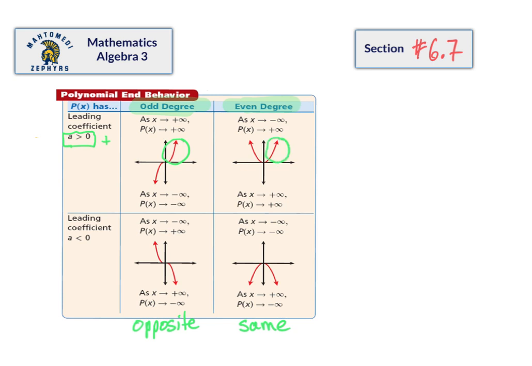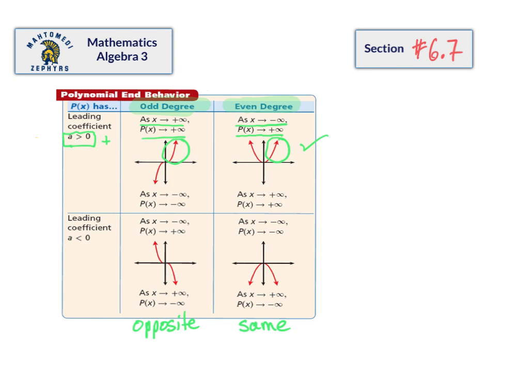Okay? The function is going to positive infinity as x goes to positive infinity. The even side finishes in the same direction. The odd function finishes in opposite directions. Positive number leading coefficient finishes going up. Okay. Notice how we write that.